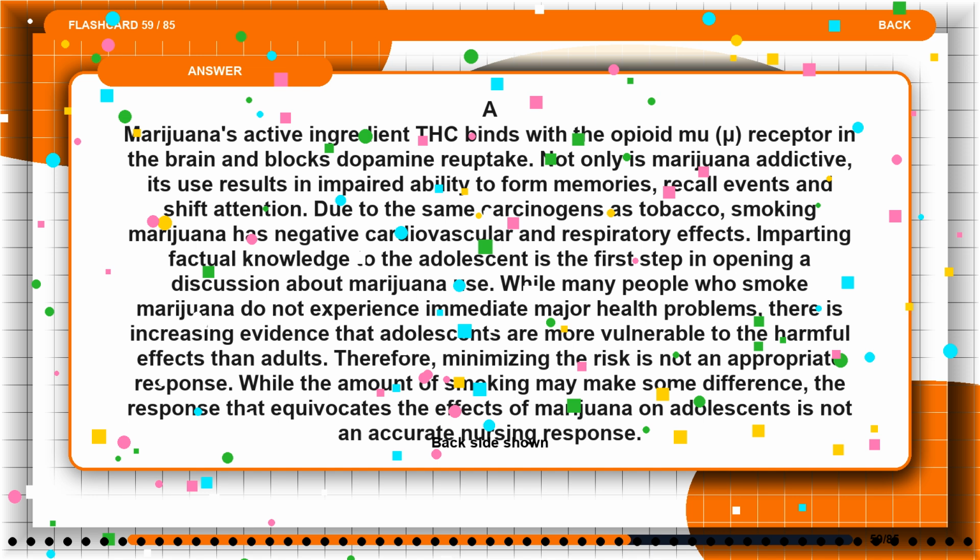While many people who smoke marijuana do not experience immediate major health problems, there is increasing evidence that adolescents are more vulnerable to the harmful effects than adults. Therefore, minimizing the risk is not an appropriate response. While the amount of smoking may make some difference, the response that equivocates the effects of marijuana on adolescents is not an accurate nursing response.